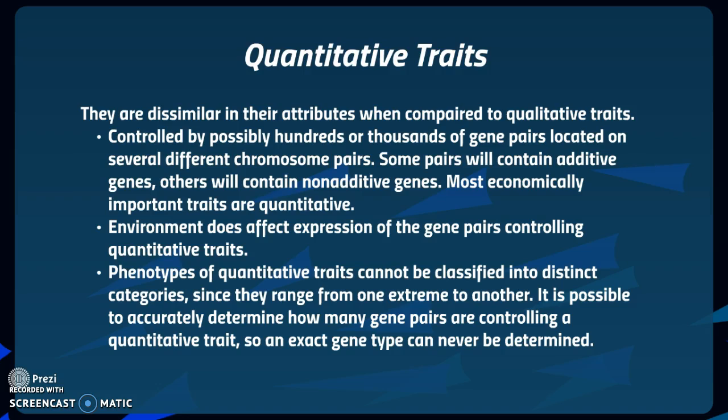Environment does affect expression of the gene pairs controlling quantitative traits. Phenotypes of quantitative traits cannot be classified into distinct categories, since they range from one extreme to another. It is not possible to accurately determine how many gene pairs are controlling a quantitative trait, so an exact genotype can never be determined.